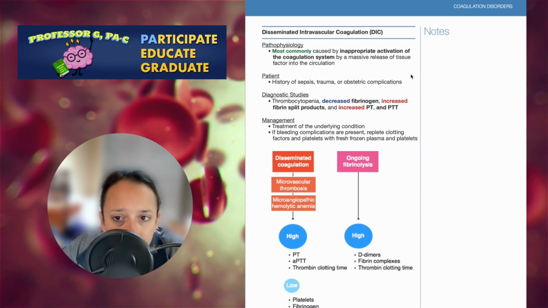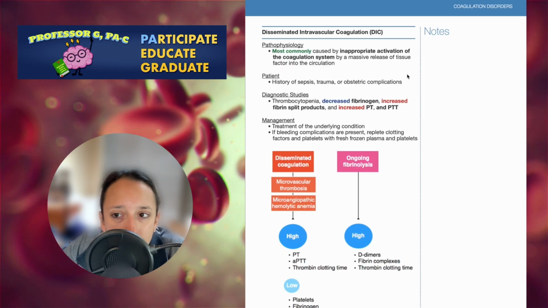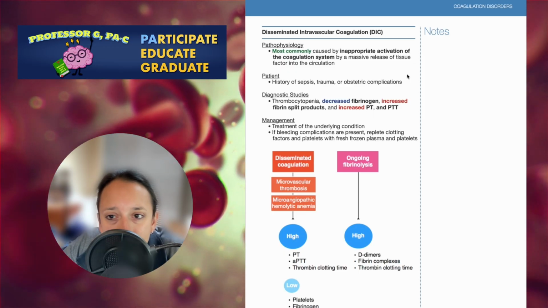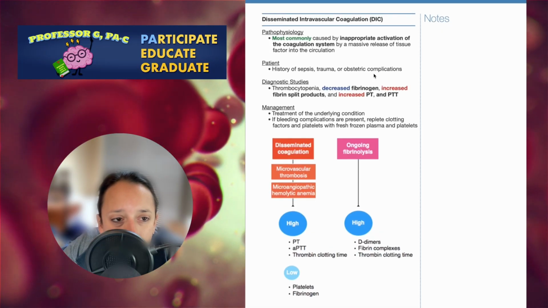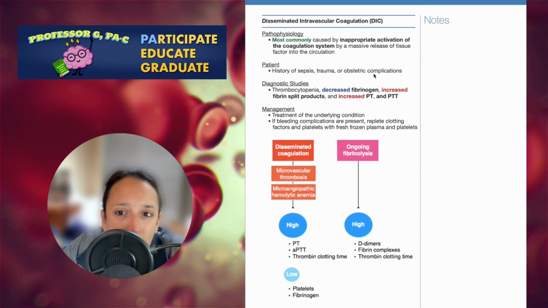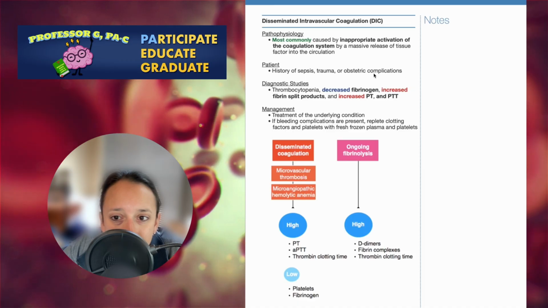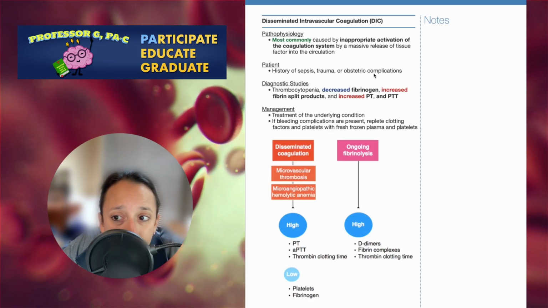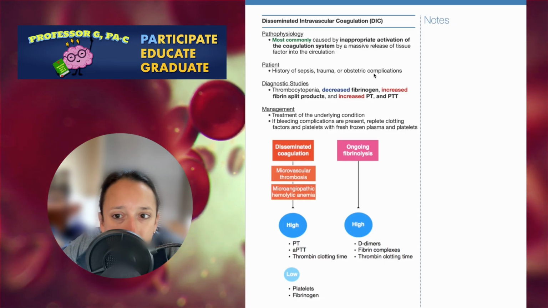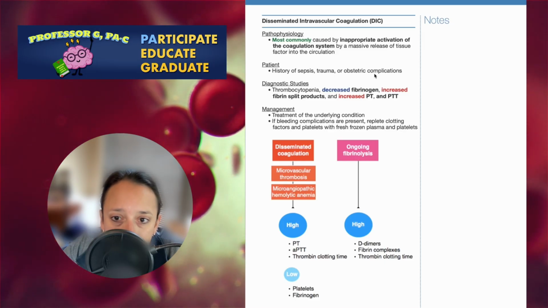So here's what happens. You have a massive inflammatory or tissue injury that activates the coagulation cascade throughout the body, and that really leads to widespread microthrombi formation, which consumes all the platelets and all the clotting factors. And then as those factors get used up, the body can no longer maintain hemostasis, and so this results in diffuse bleeding.